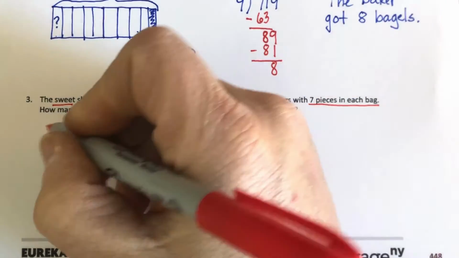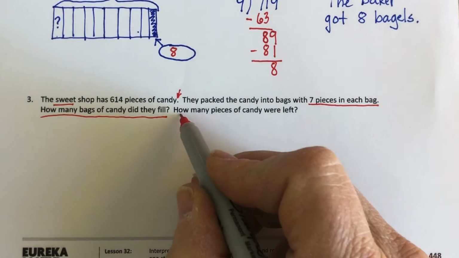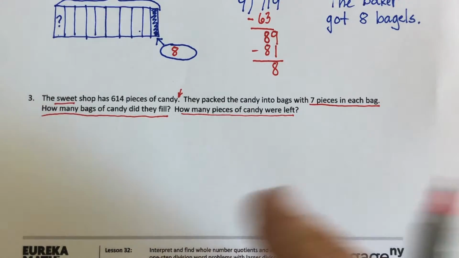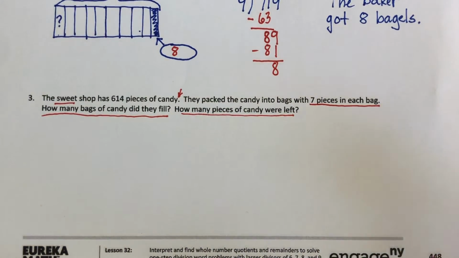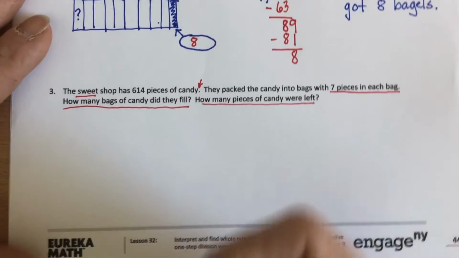How many bags of candy did they fill? Yeah, there it is. So I have to answer this question. How many bags of candy did they fill? Then, how many pieces of candy were left? So I need to know both the quotient and the remainder and include that in my answer. So let's show this in a tape diagram first.